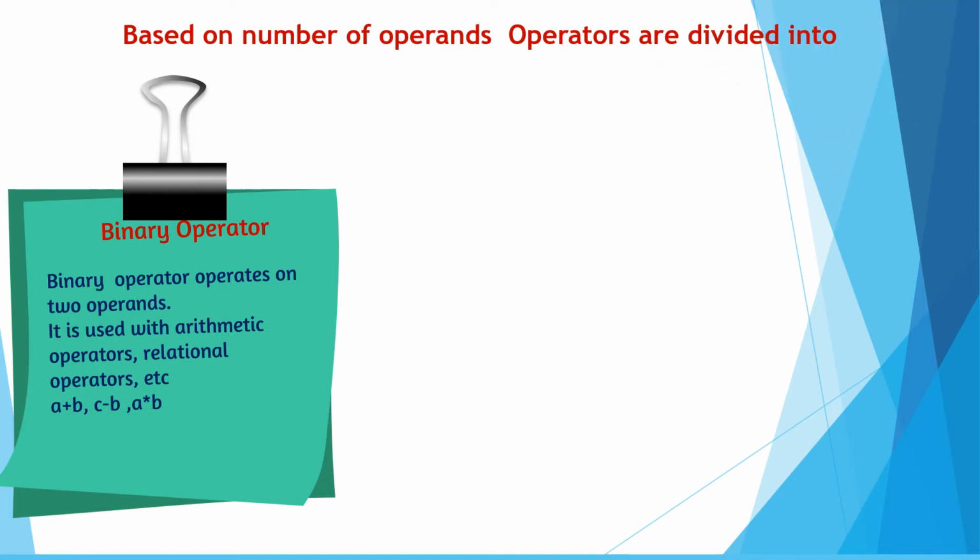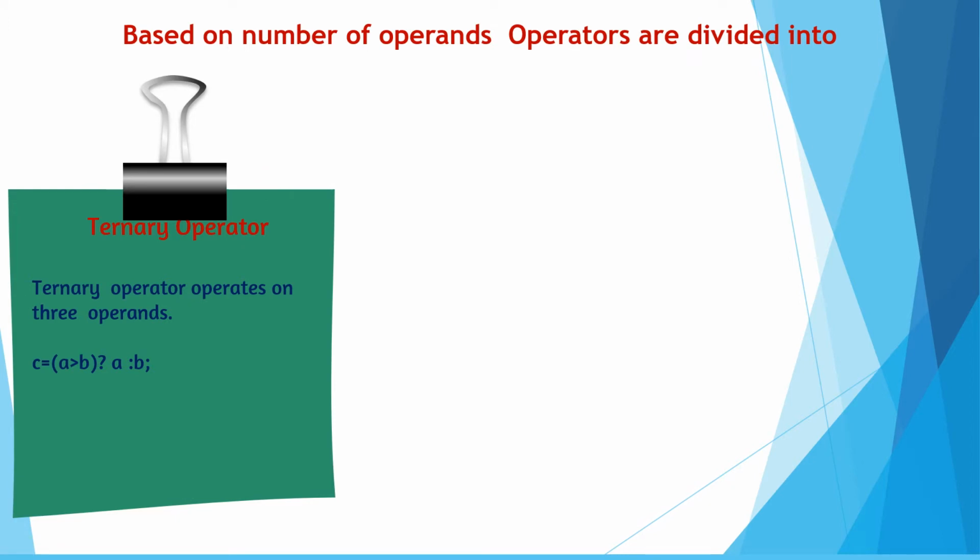And now binary operator. It operates on two operands. It works on arithmetic operators and relational operators. For example, a plus b, a into b, a greater than b, a less than b. Examples like this in which two operands are there.